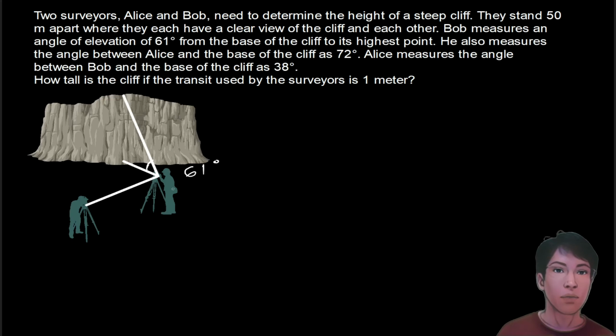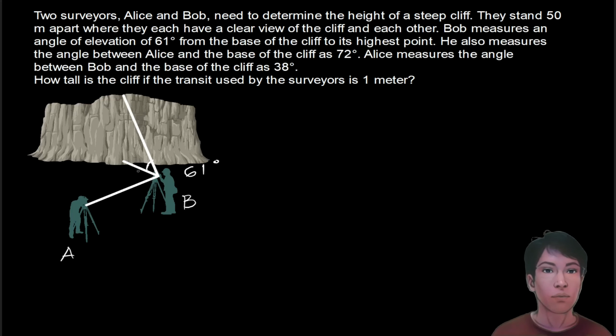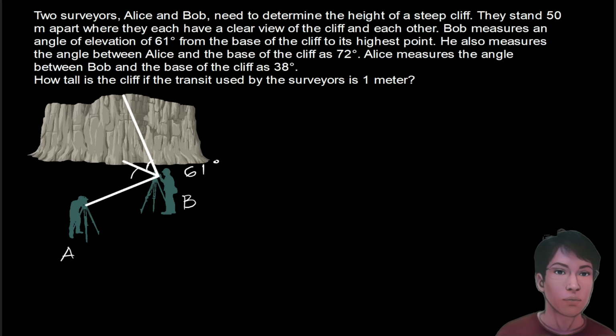So if this is Bob, and this is Alice, let me designate this as B. Okay, so this is B, Bob. This is Alice, so A, Alice. So the angle from here to here, how much? 72.